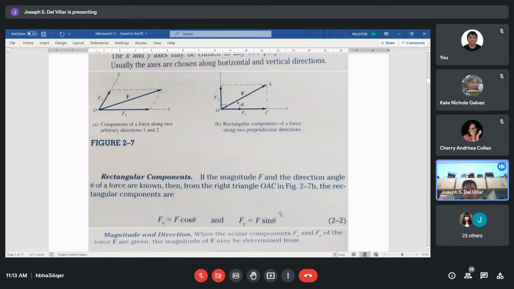Okay? So better not to memorize this. Don't memorize. Derive the formula here, depending on where you see the angle.